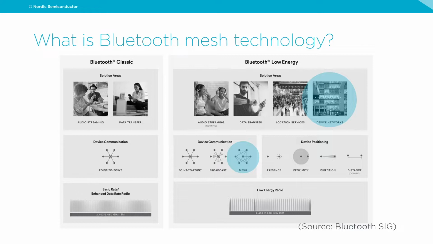At the same time, they also introduced locationing services, which is based on a broadcast where there is a transmitter and any number of receivers. And what is new in Bluetooth Mesh is a new topology implemented with the profile that allows a mesh topology. And the solution area for this technology is device networks. So we talked about data transfer as point-to-point, and I just also want to mention there's audio streaming also coming to Bluetooth Low Energy, covering all major solution areas.